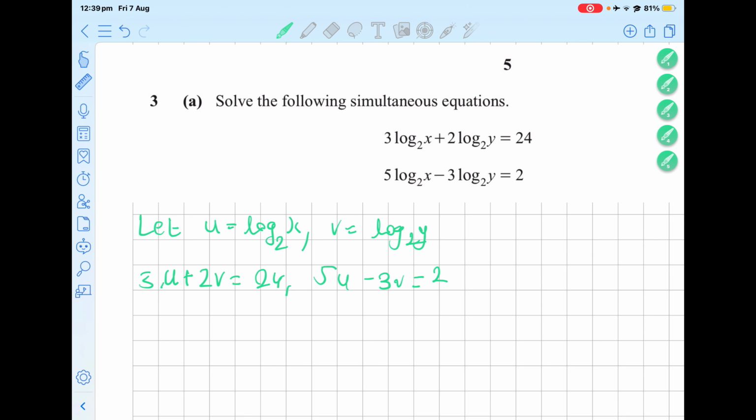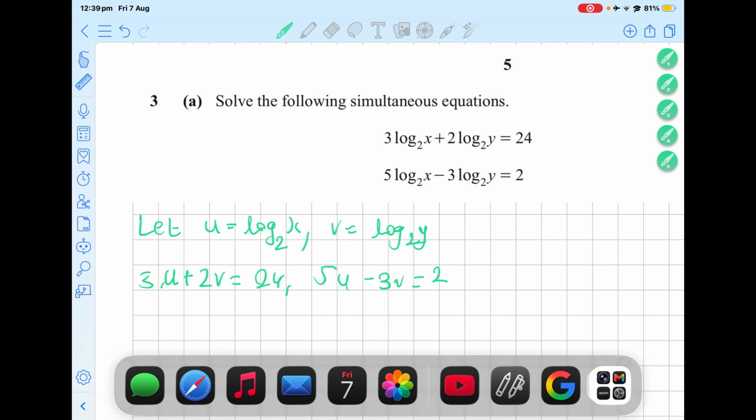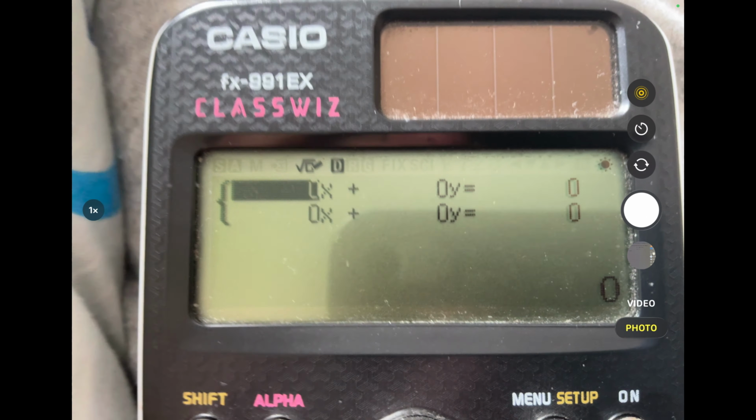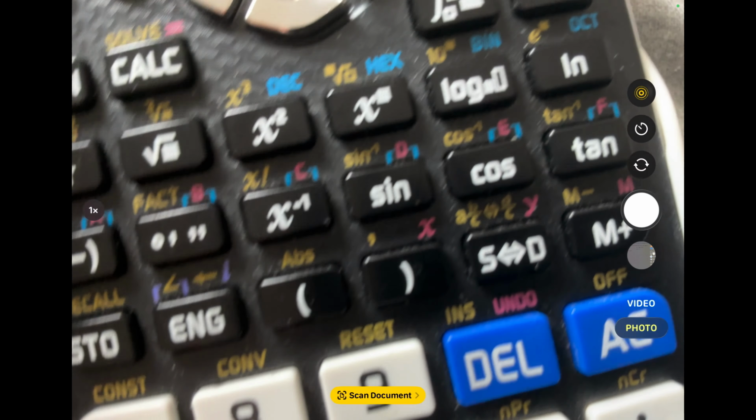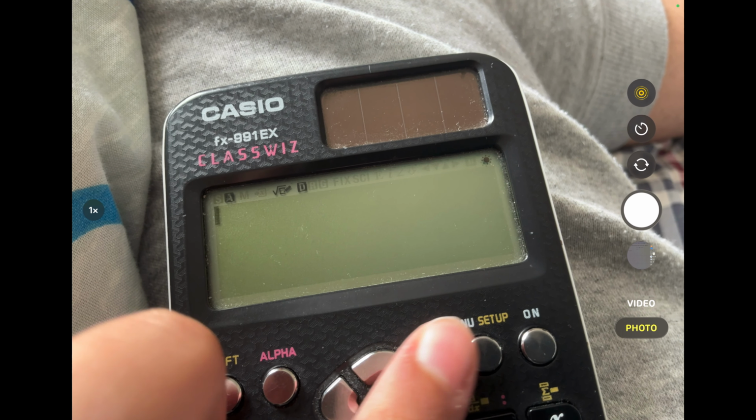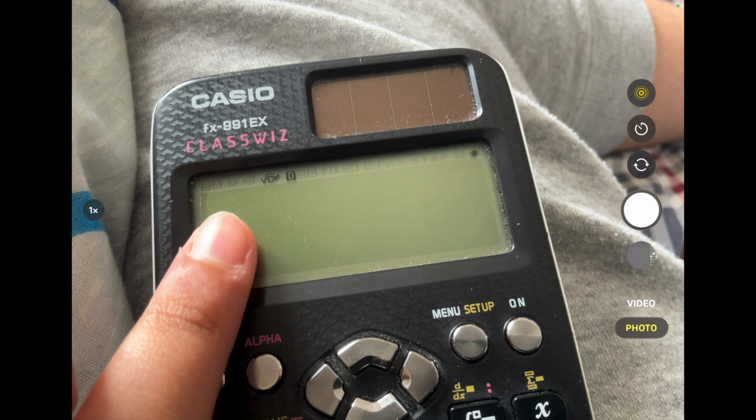Can we add something now? I think I'll just go with the built-in solver in your FX991EX classes. I usually use this. How do we do this? I'm going to show you just now. So this is the CAIE classes. I'm on menu right now. You don't press alpha. I was on alpha, so you can just ignore that.